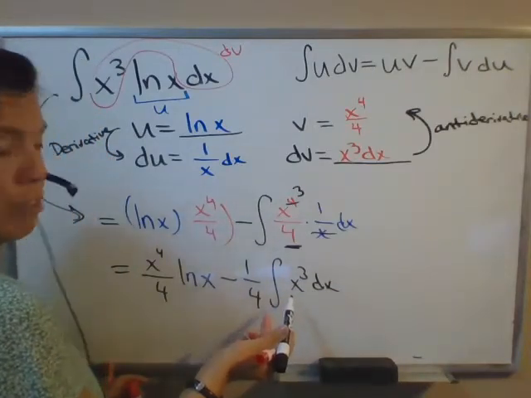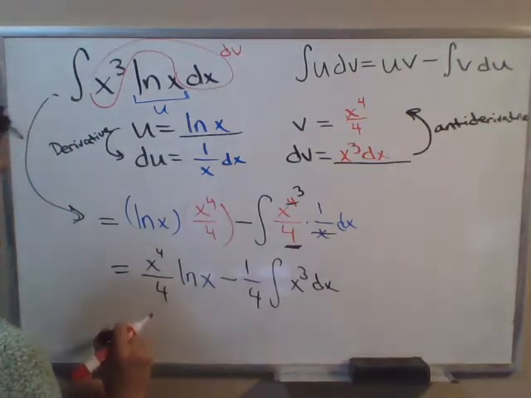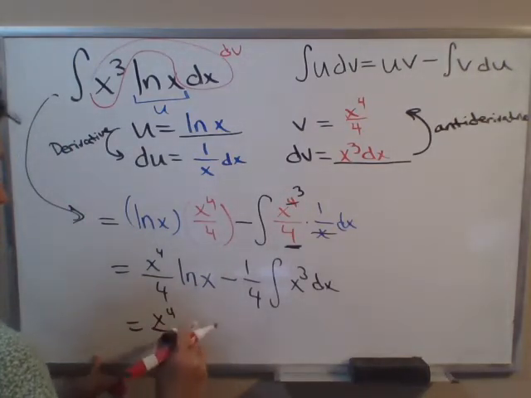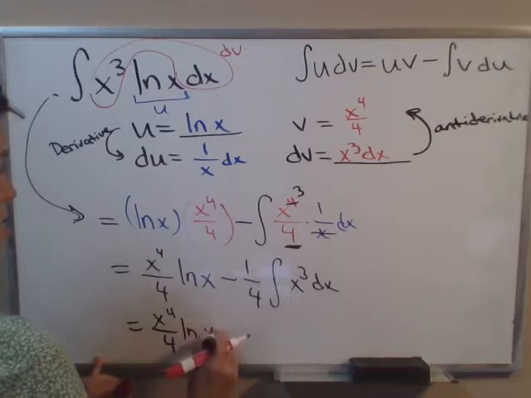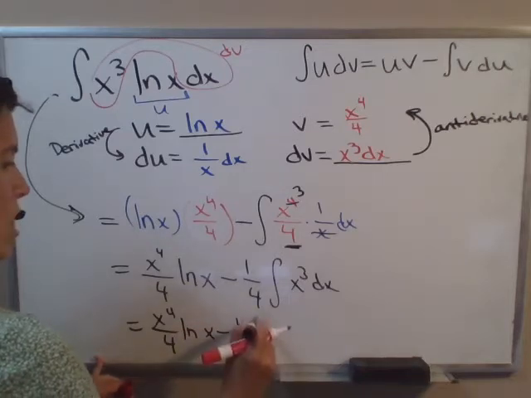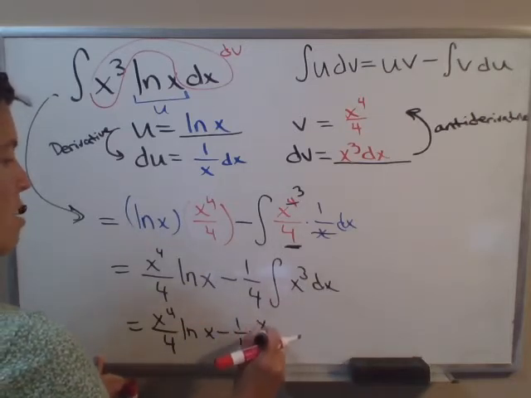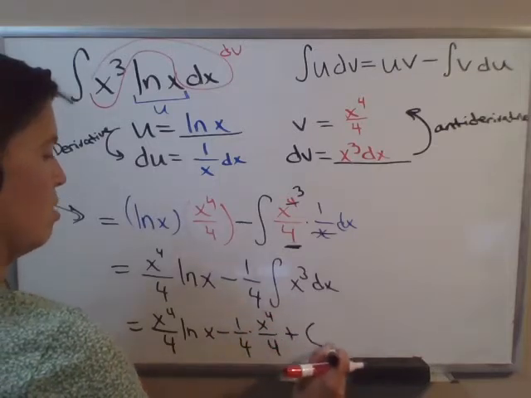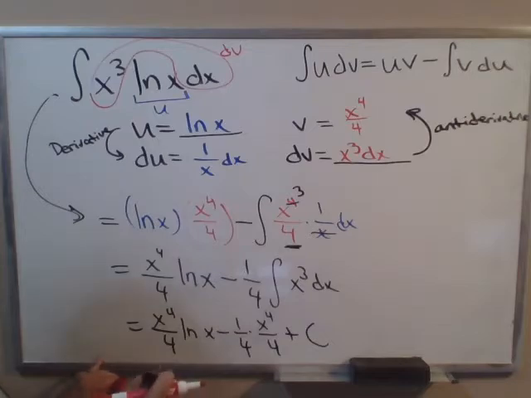And the antiderivative of x cubed is straightforward enough here. So I'm writing what I had on the previous step. Minus 1/4 times the integral of x cubed, which is x to the 4th over 4. Okay, and we could clean this up a little bit.